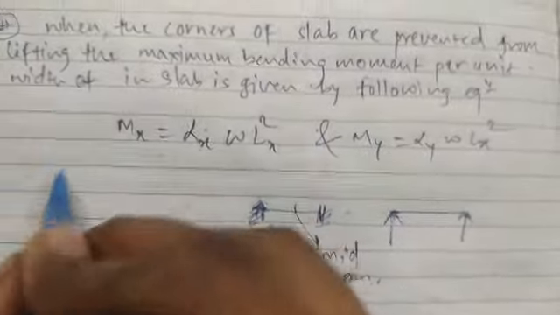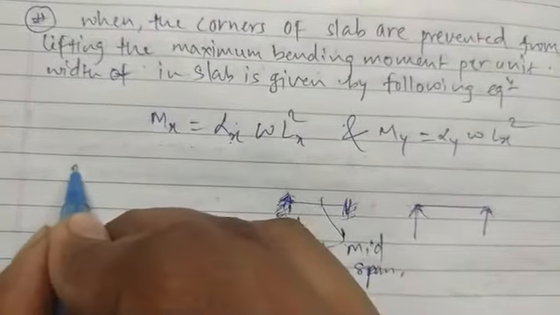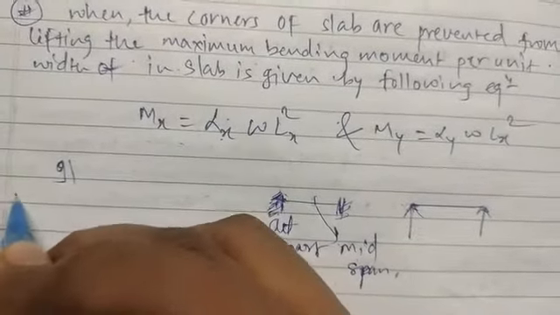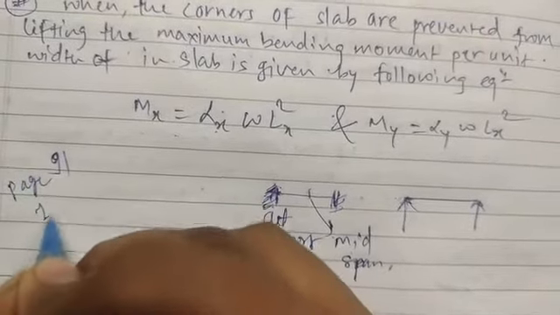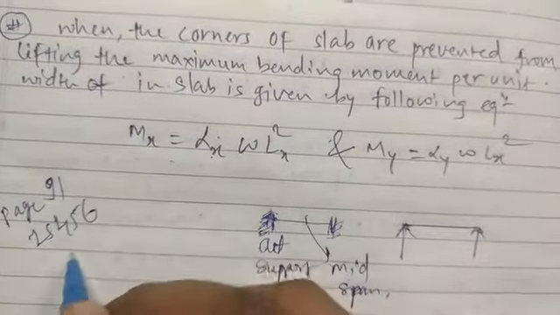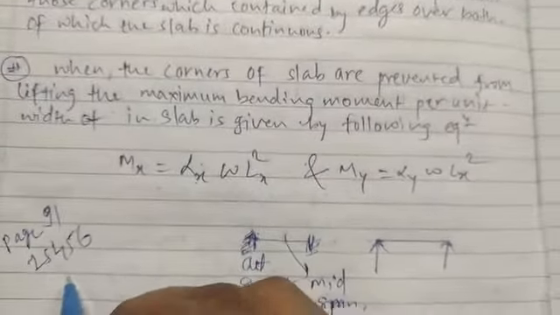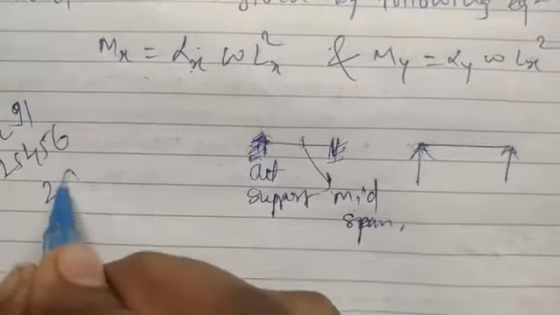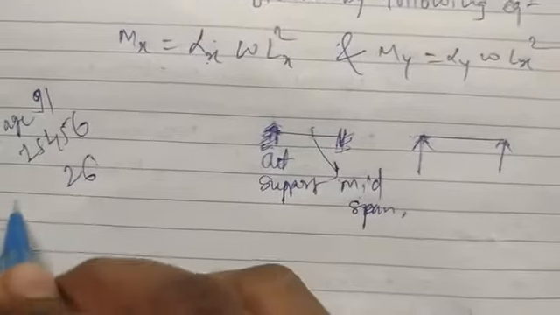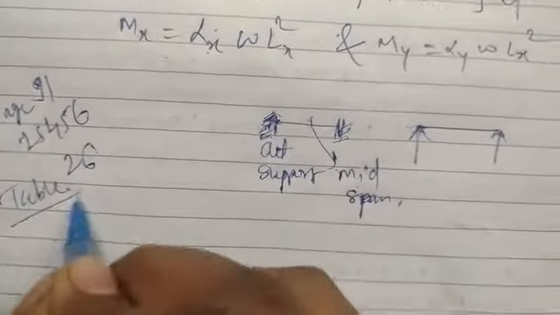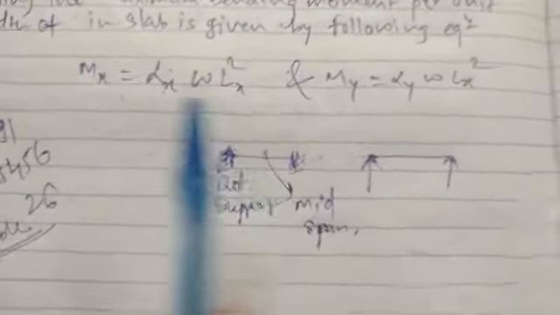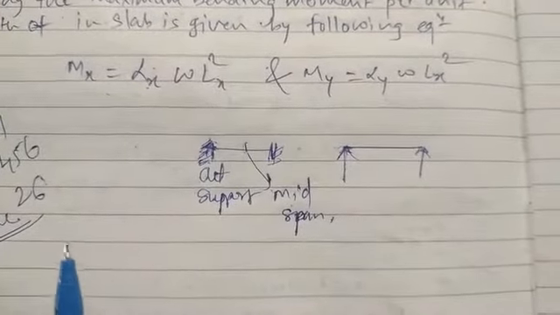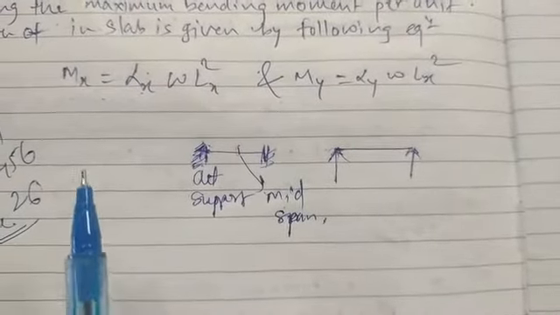So we'll get four values of this bending moment. The table for this is given on page number 91 of IS 456, and it is given in Table number 26. So these values are given there in the table, so you can refer to these tables.